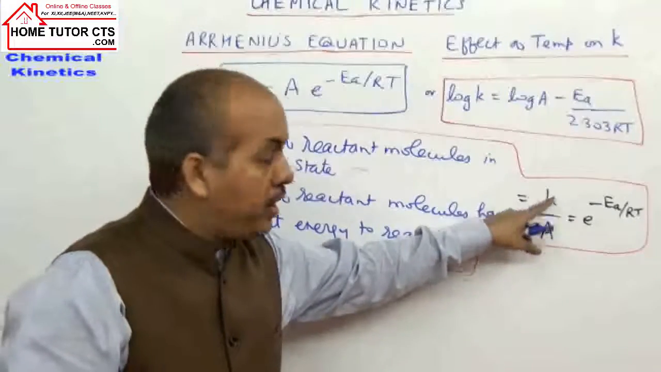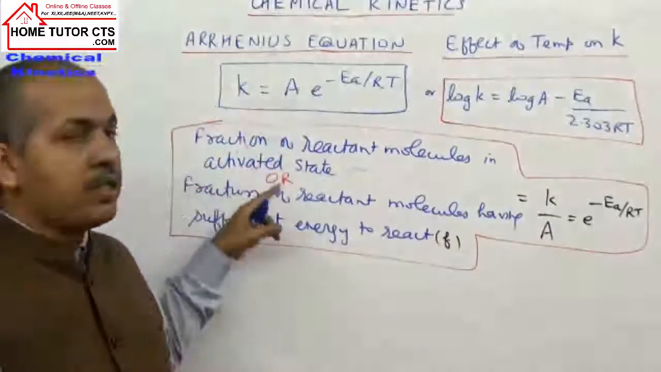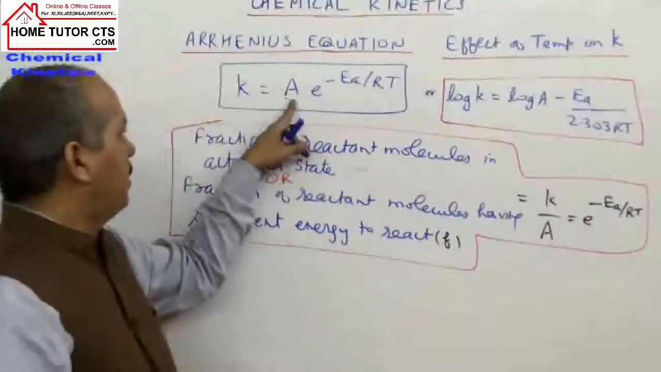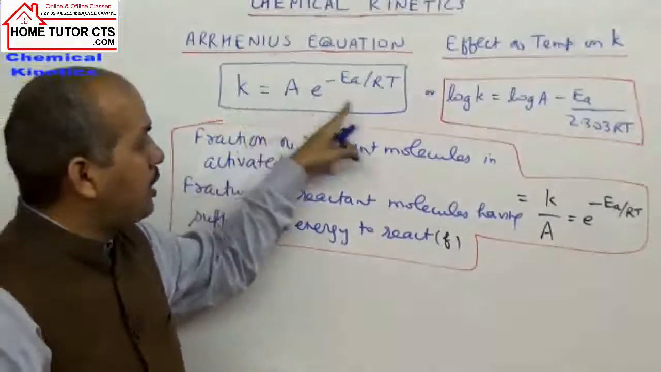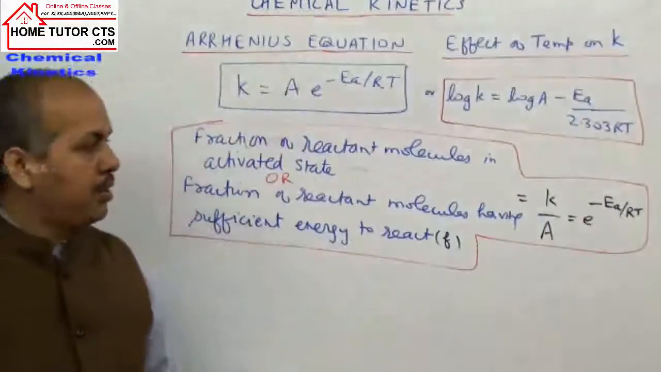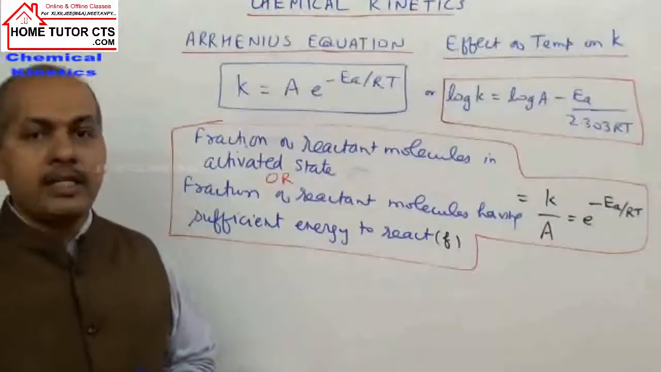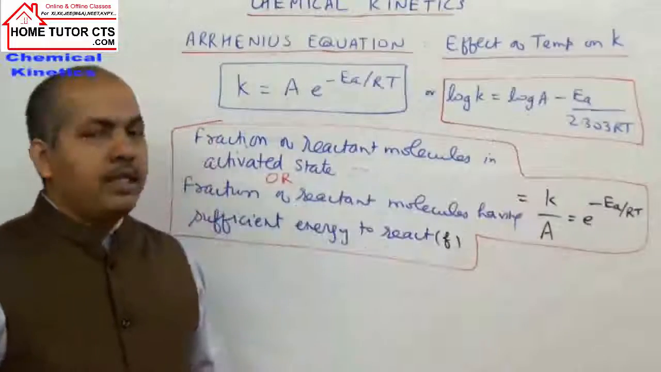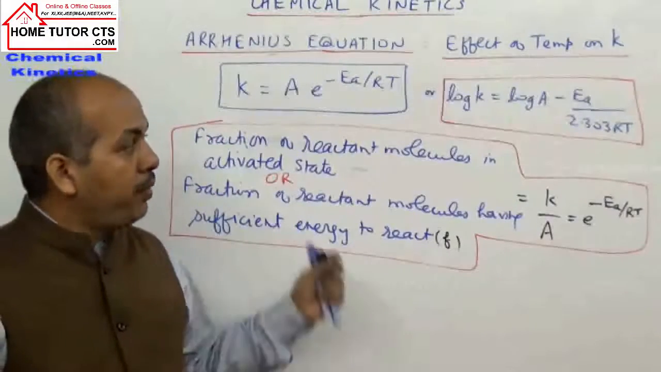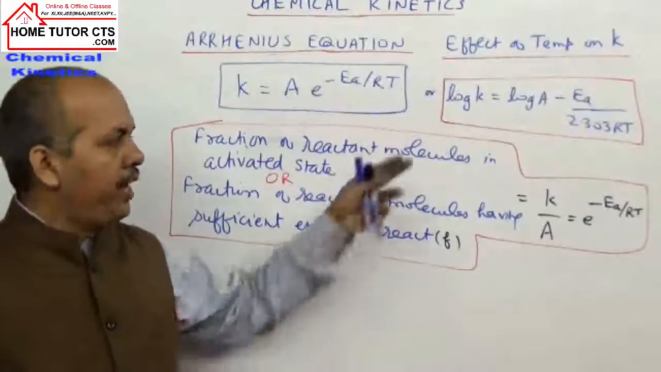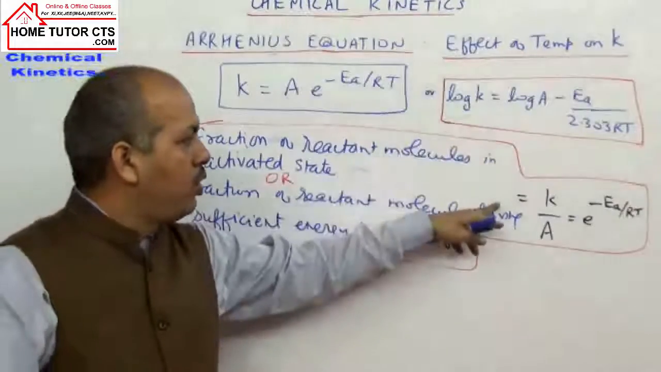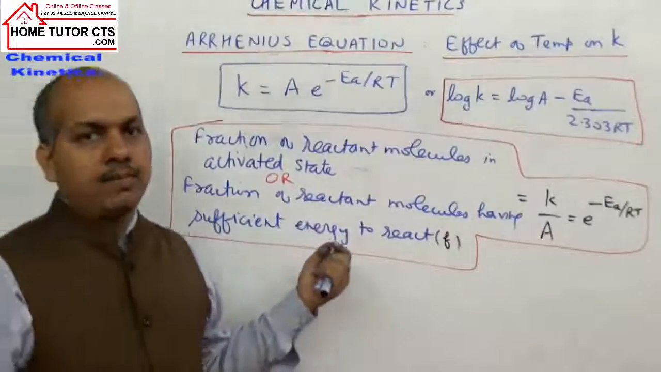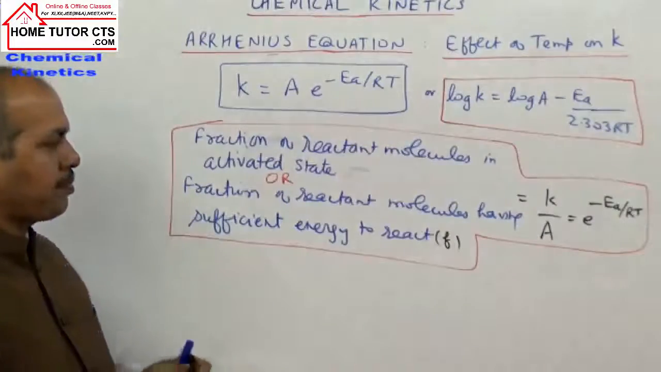So the ratio K by A becomes the fraction of molecules which can form product. That K by A will be equal to e to the power minus EA by RT, or from here you write log K by A is equal to minus EA by 2.303 RT. So anyway you can write the expression this way and modify it as per calculation, by the easy method.